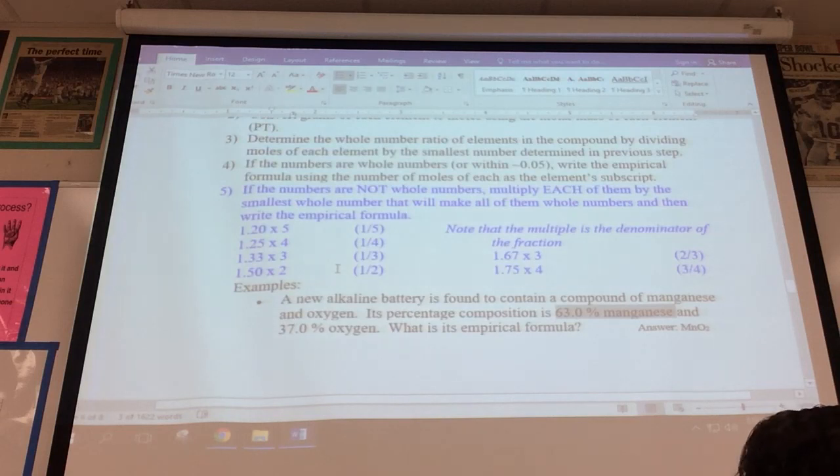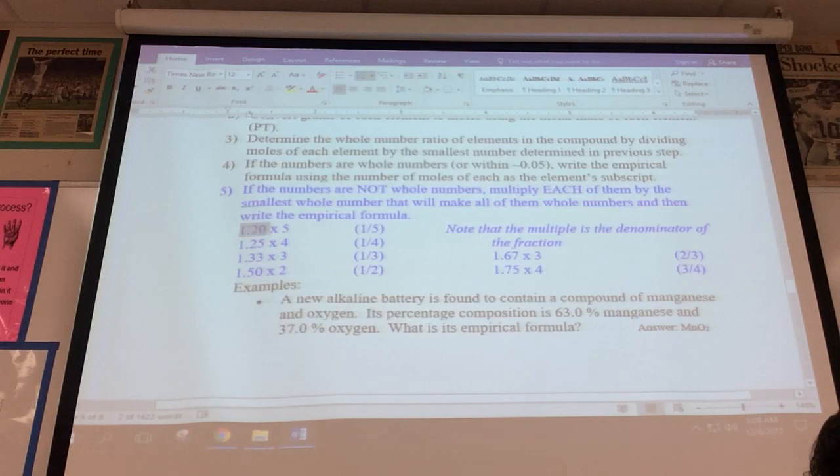In step 5, it says if the numbers are not whole numbers, multiply each of them by the smallest whole number that will make all of them whole numbers. But you have to multiply each one by the same number. And then write your empirical formula. And this is a little trick that I've taught kids over the years, and they said it's been very helpful.